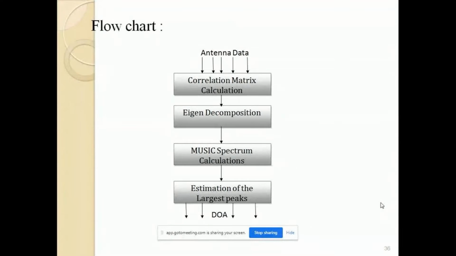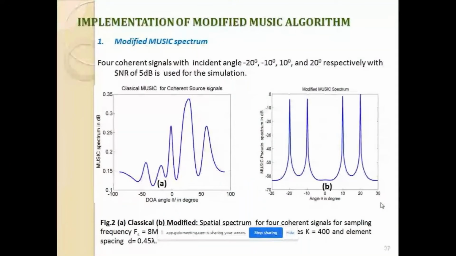in order to find the largest peaks. The modified MUSIC algorithm, which is our work, is very similar to the MUSIC algorithm, but we have used some of our own mathematical concepts to improve its performance, particularly for coherent signals and particularly when the signal to noise ratio is very low.